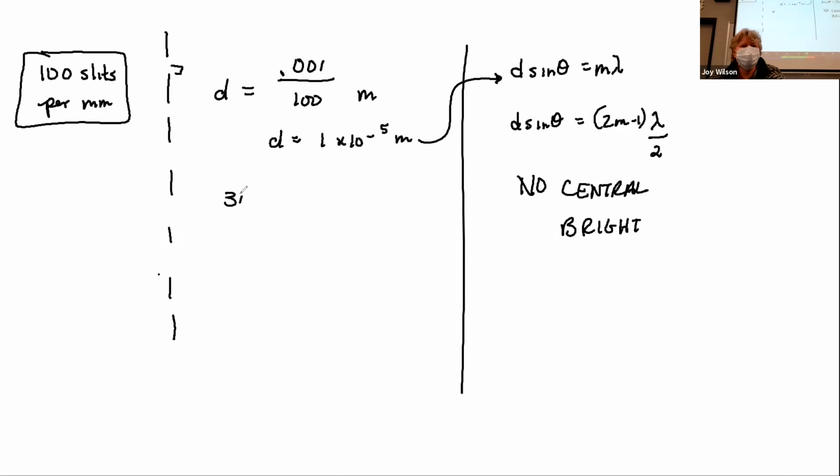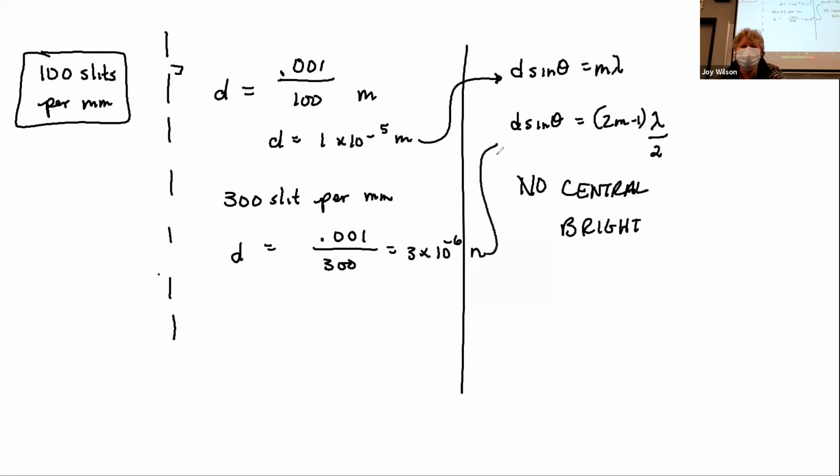What if we have 300 slits per millimeter? Then you'd have D is 1 millimeter divided by 300. So we get 3 times 10 to the negative 6th on that one. And that's your D value. So the math is exactly the same for double slits and diffraction gratings. The only thing you have to do is figure out the slit separation. And that's a pretty easy calculation.